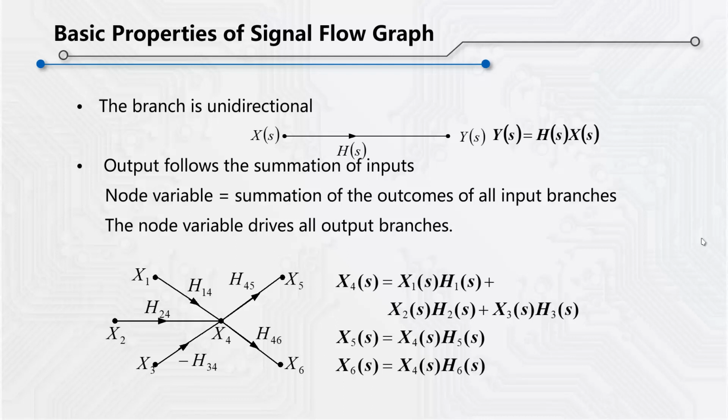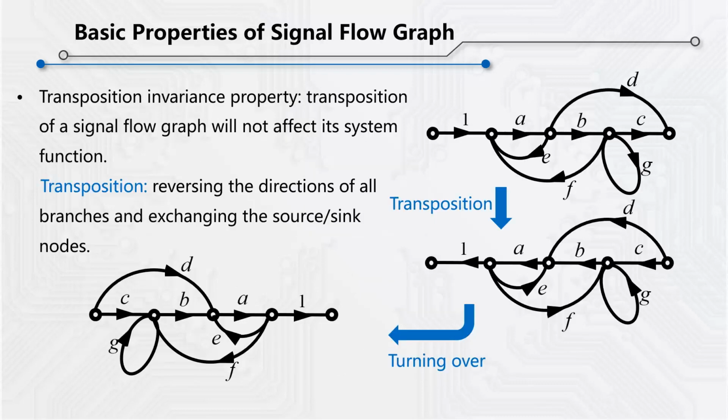Secondly, node sums all inputs. A node may have several input branches and several output branches. The node will sum the outcomes of all its input branches firstly, then use the summation to drive all its output branches, which means output follows summation. For example, the node x4 sums the outcomes of 3 input branches and then drives these 2 output branches respectively with the summation.